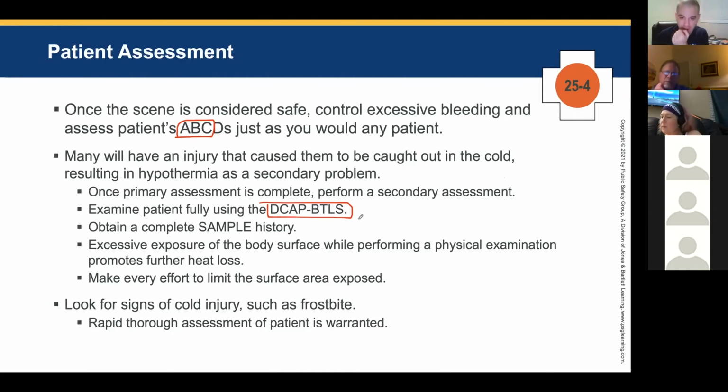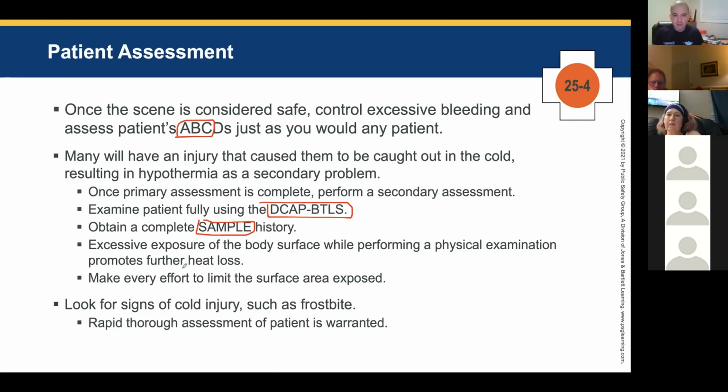Okay. Tenderness. And then we want to get a SAMPLE history. So when we talk about SAMPLE history, what are we looking for? What does SAMPLE mean? Signs, symptoms. Okay. Allergies, medications, past medical history, last oral intake, and events leading up to the problem. Amazing. Sounds good. And then we want to assess for excessive exposure of the body surface while performing a physical exam.